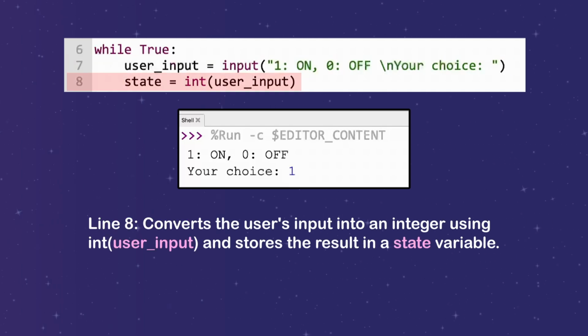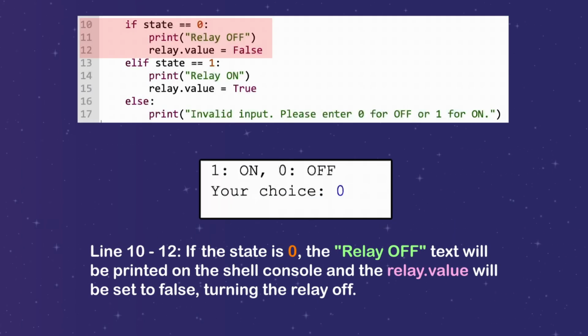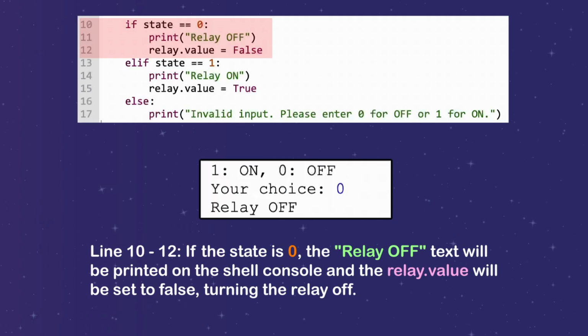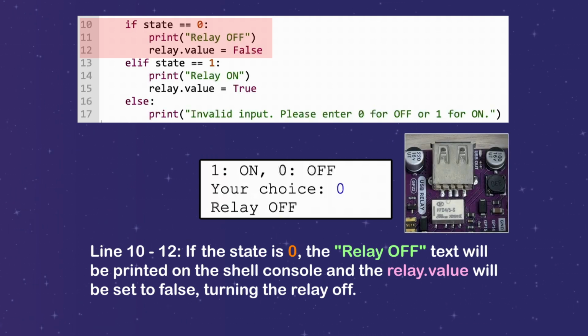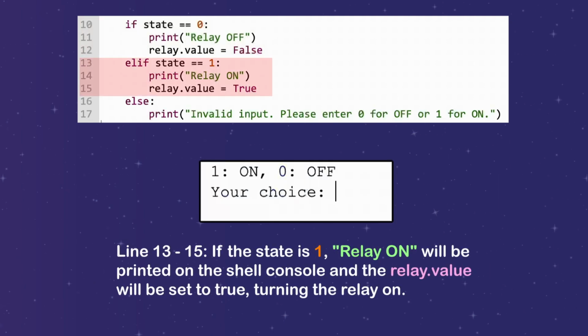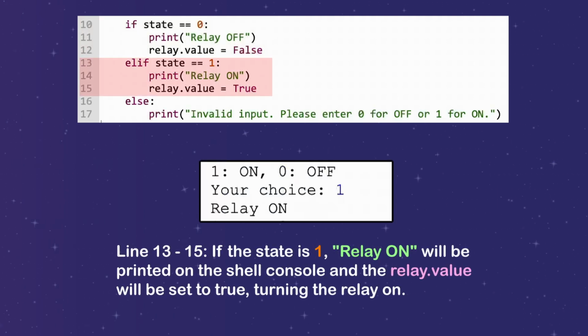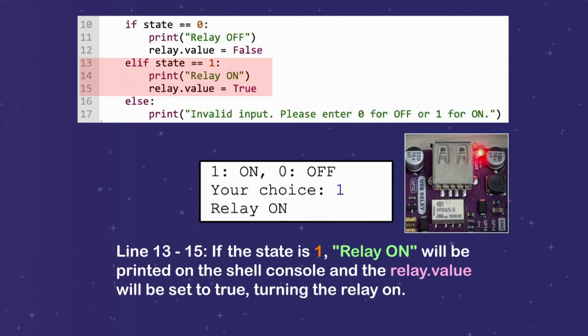Line 8 converts the user's input into an integer using int(user_input) and stores the result in a state variable. Line 10 to 12, if the state is 0, the relay off text will be printed on the shell console and the relay value will be set to false, turning the relay off. Line 13 to 15, if the state is 1, relay on will be printed on the shell console and the relay value will be set to true, turning the relay on.